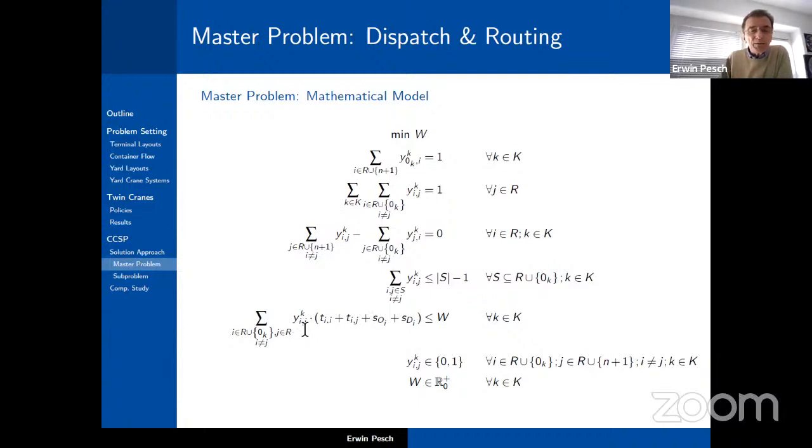So if request i is performed before request j, then the contribution to the makespan is the following: the service time at the origin of request i, then the loaded traveling time to the destination, the service time at the destination, the time for dropping off the container. And then from here, you have the empty traveling time to the origin of the next request j, and the domains of the variables. So this is a master problem.